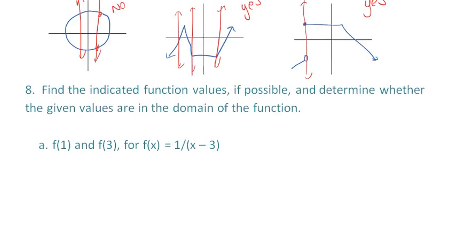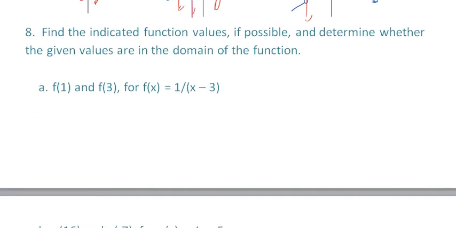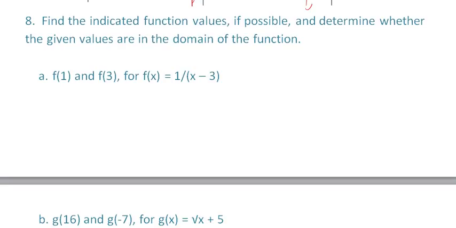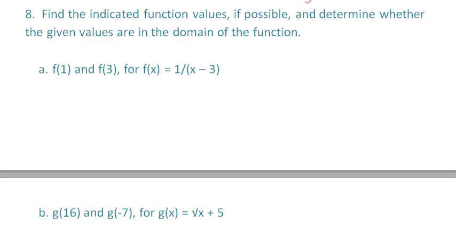Okay, then we're going to move on. It says find the indicated function values, if possible, so it may not be possible, and determine whether these values are in the domain of the function. Here I've written a fraction. It's kind of hard to type, so this is the same thing as 1 over x minus 3. So we are looking at f of x equals 1 over x minus 3. And we want to find f of 1 and f of 3 and determine if those are in the domain.